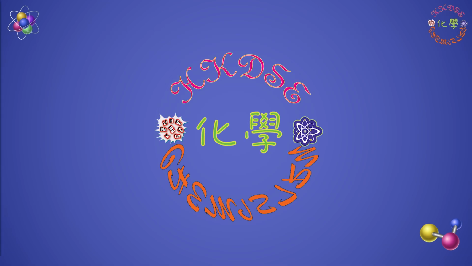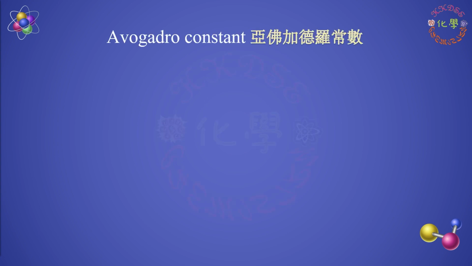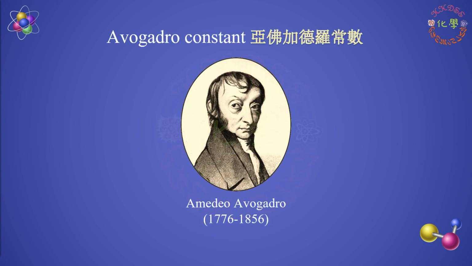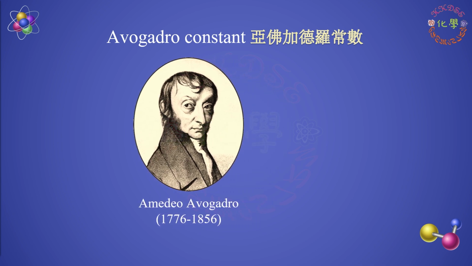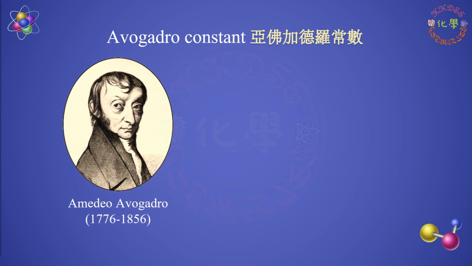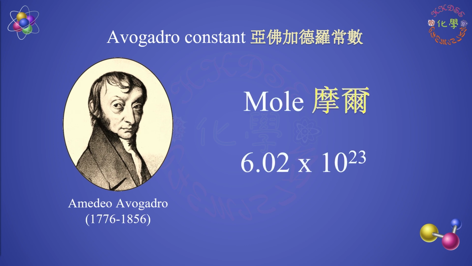By the end of this video, you should be able to describe what's meant by the Avogadro constant and the mole. The Avogadro constant is named after the Italian scientist Amedeo Avogadro, who contributed much in the area of reacting masses in chemistry. 1 mole is equal to 6.02 times 10 to the power of 23.